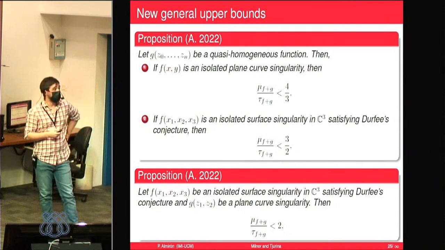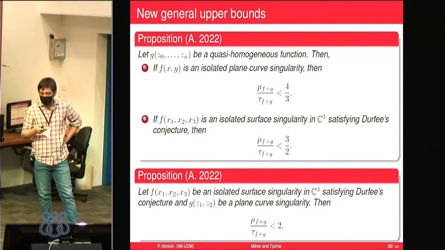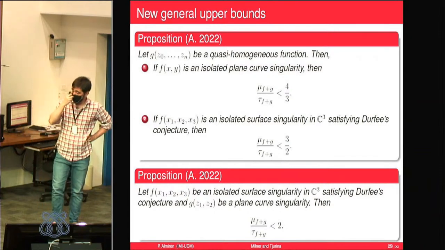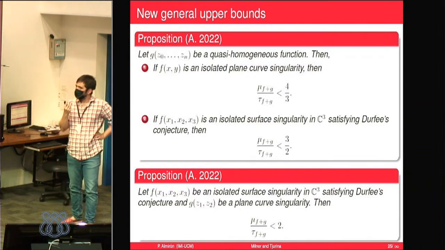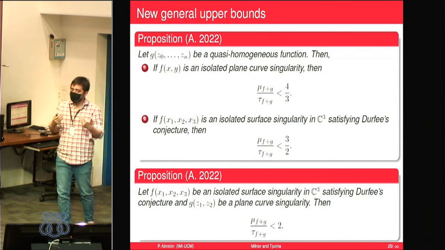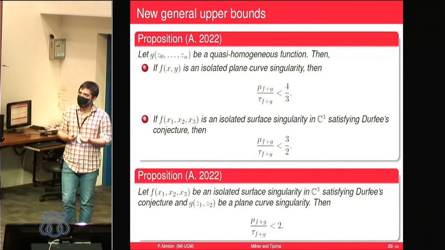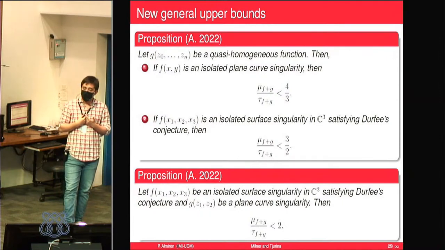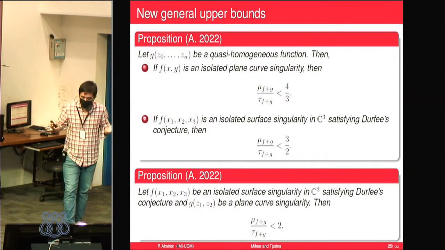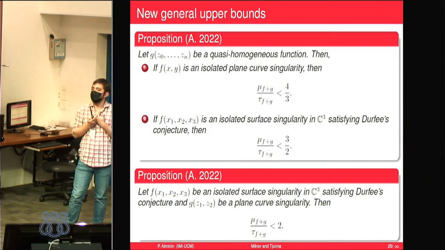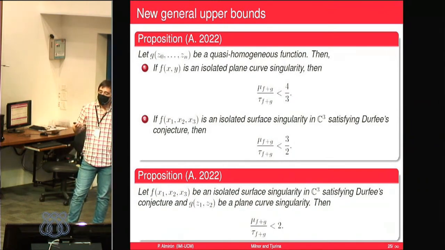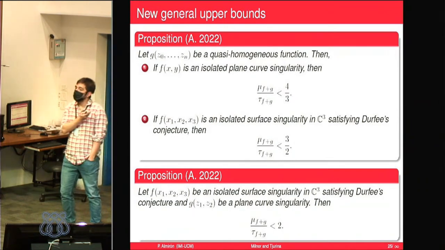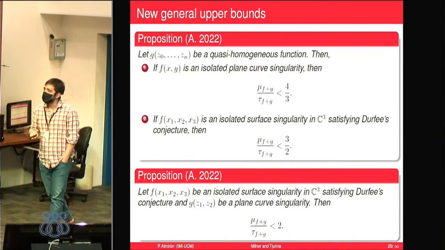In any case, from our formula, I have an upper bound and a lower bound. But the lower bound, again, is difficult to control. Still, this formula for the Thom–Sebastiani case allows you to compute a huge number of examples. And not only that, it also allows you to compute the Tjurina number in this new setting, which for me is quite surprising.